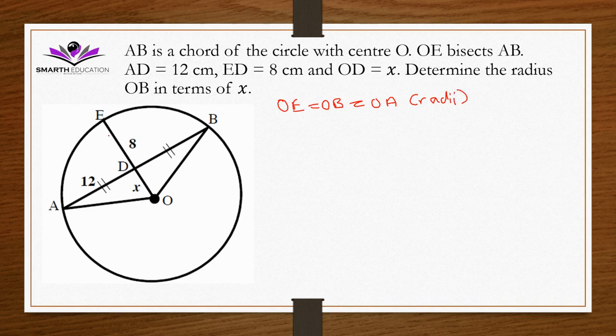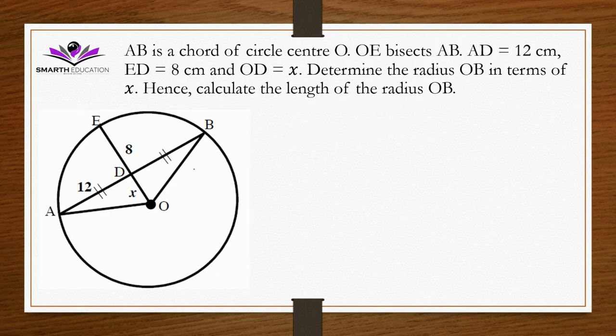So now we're told that ED is 8 centimeters, DO is X. So it means OE is 8 plus X, meaning that OB also is 8 plus X. So OE is 8 plus X, OA is 8 plus X, and OB is also 8 plus X. So we can write here 8 plus X, even here we can write 8 plus X. Okay, we're done with the first part. Now we know that the radius is 8 plus X.